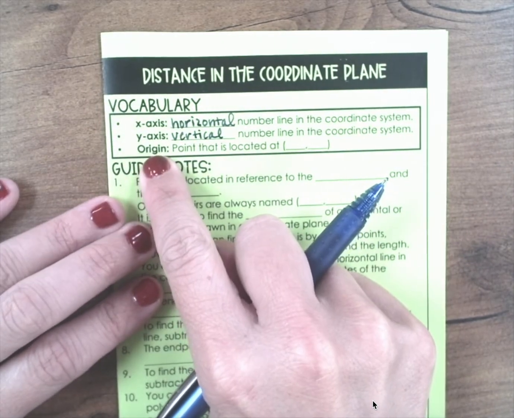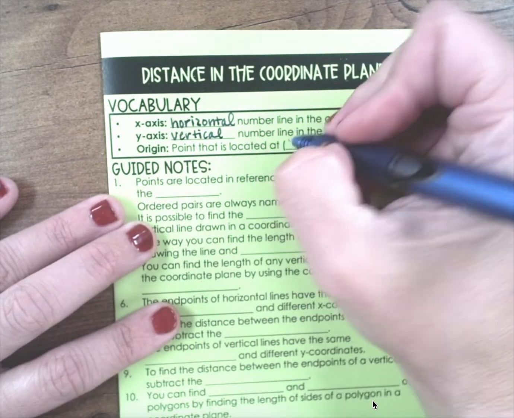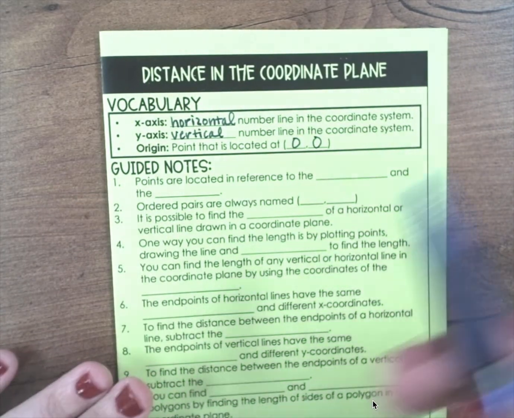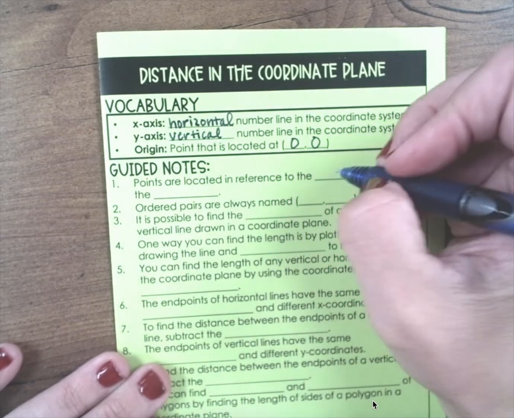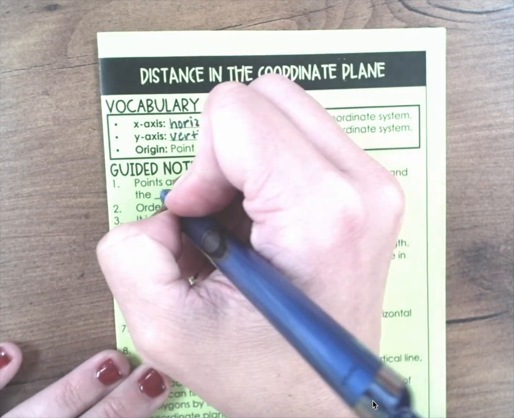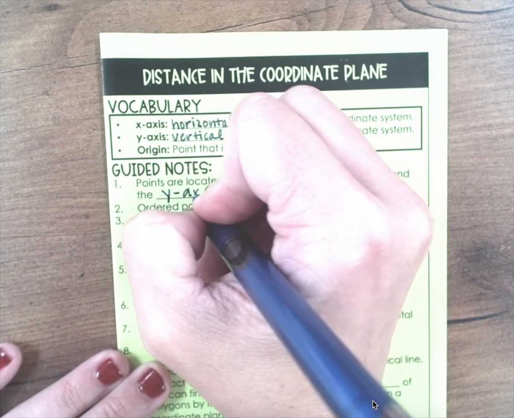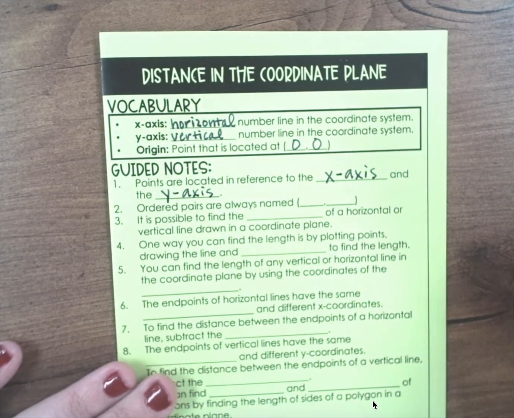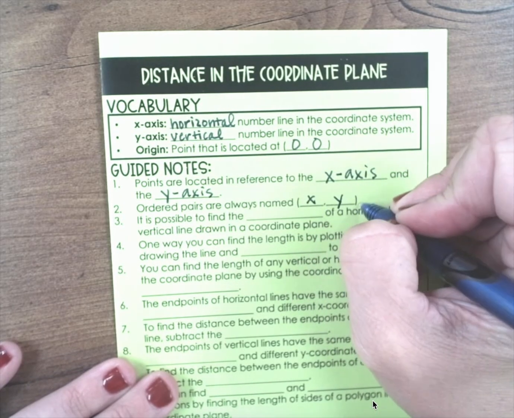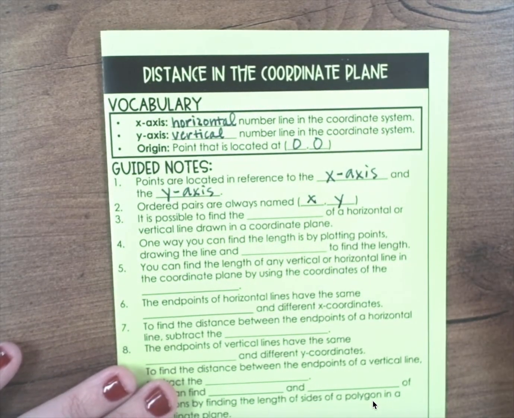And then remember that origin, that is the point that is located at 0, 0 in our coordinate plane. Points are located in reference to the x-axis and the y-axis. Ordered pairs are always named x and then comma y, and they always have those parentheses around them as well.